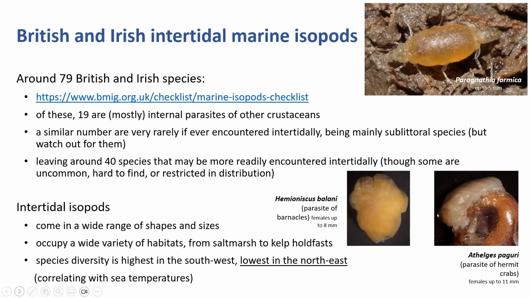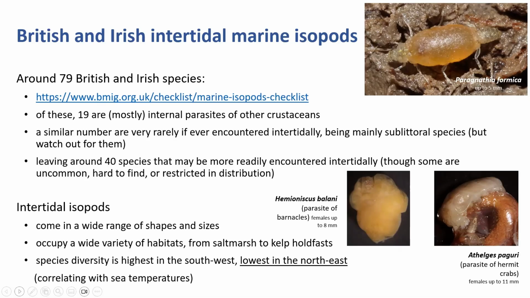There's a similar number of species which we rarely ever encounter. They're largely sublittoral and occasionally encountered intertidally, leaving 40 species which are more readily encountered intertidally around Britain and Ireland, although some of them are uncommon and quite restricted. What we find when we look at intertidal isopods, as with many marine species, is a gradient from the southwest to the northeast, with the southwest being most diverse and the northeast, where we are, being least diverse. But that doesn't mean we don't get anything interesting.